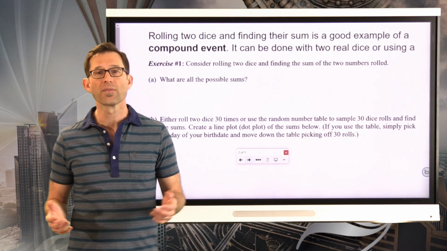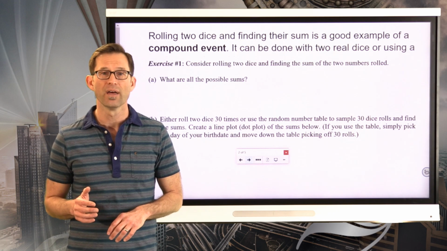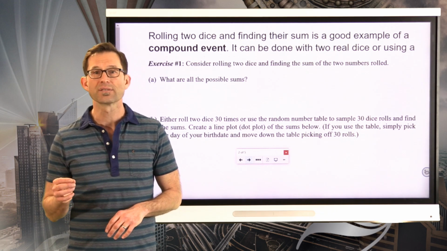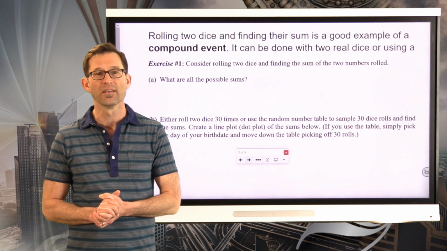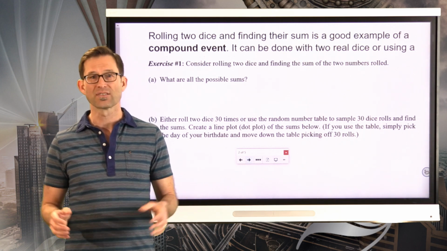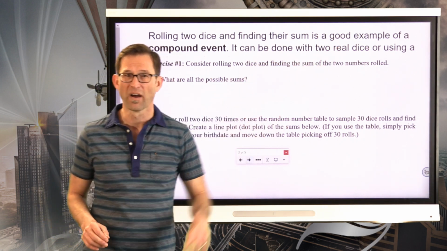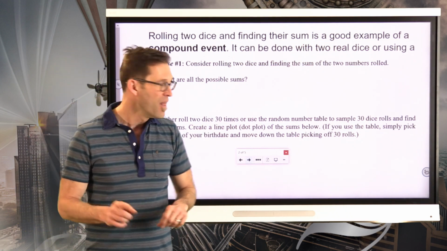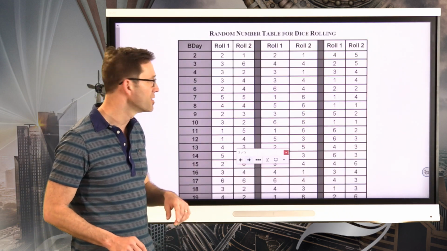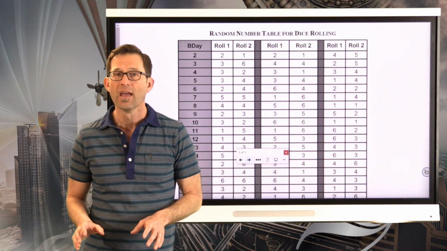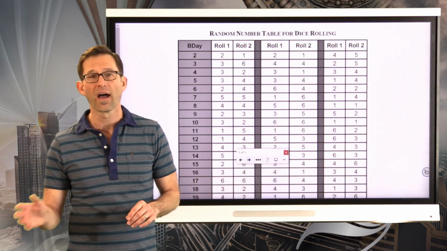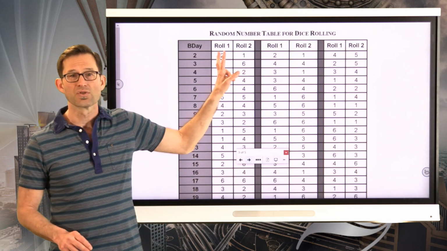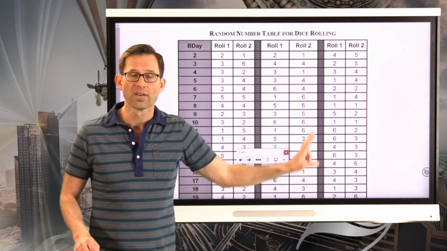Rolling 2 dice and finding their sum is a good example of a compound event. It can be done with 2 real dice, or using a random number table, which is attached to this and apparently is missing from my text. I think this is sitting on top of it. The random number table is actually later on in the lesson. If you decide to use this instead of actually rolling the dice, that's fine. These are sort of like simulated rolls of the dice.